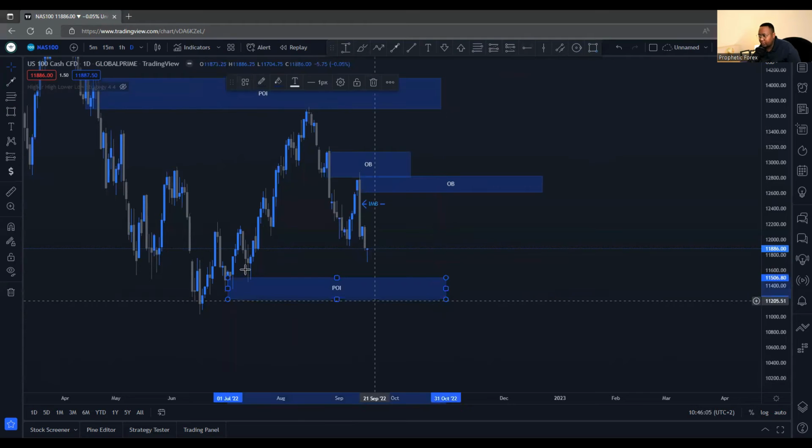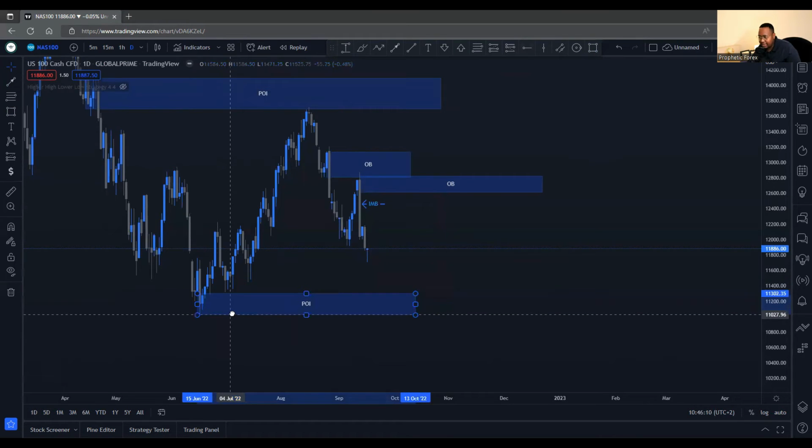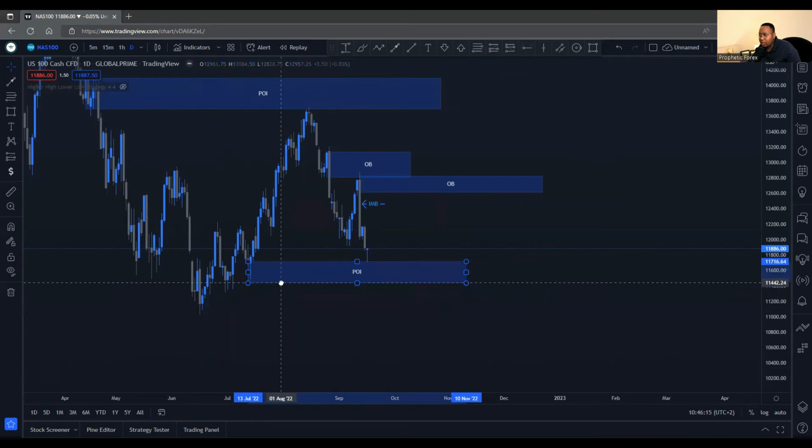Okay, so we have this one, and of course this one was already mitigated, so that means the market did touch it. We have this POI as well, was mitigated. Only this one that the market is actually responding to.